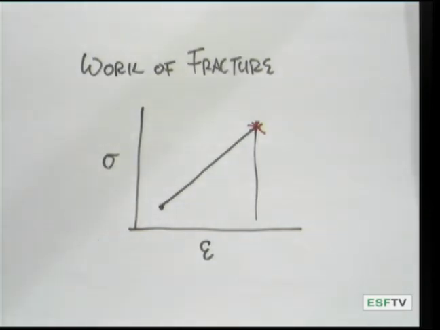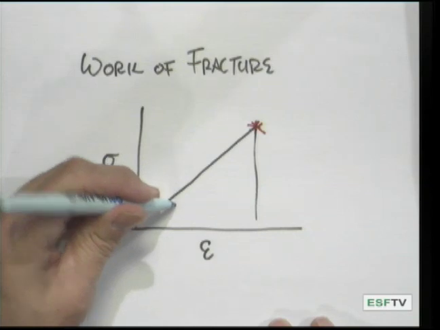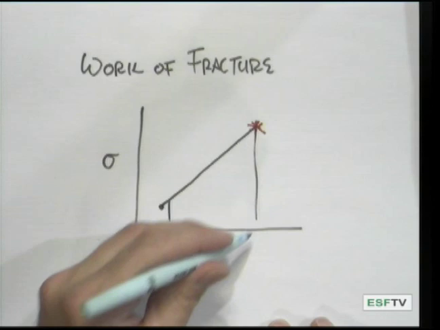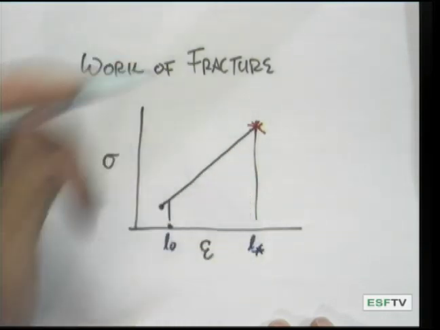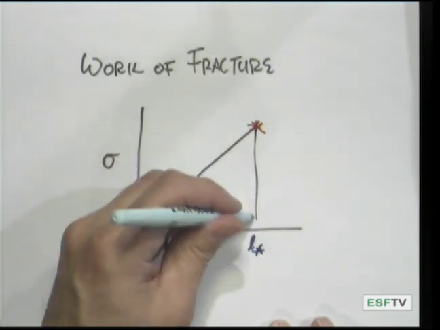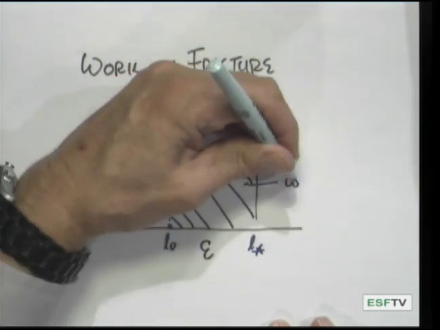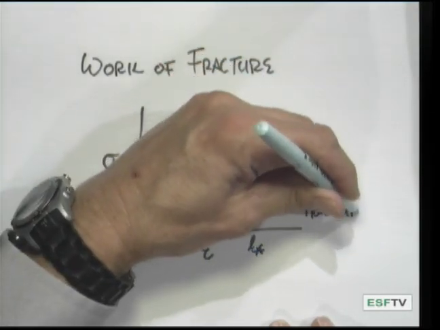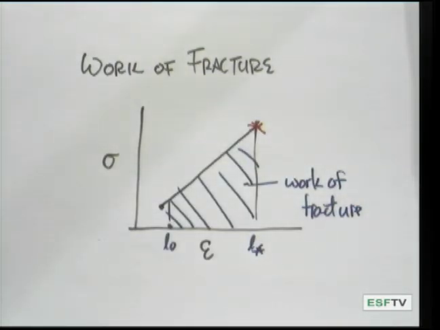All right, now just as you can use the area under the stress-strain curve to estimate the amount of energy that's stored in an elastic deformation, you can also use it to estimate how much work you have to do on something to get it to fail. So if you start with an unstrained length over here and you move up to the strain at which it fails, then you'll end up with an area under this curve right here, and the area under the curve is the so-called work of fracture. Now, the work of fracture is kind of an interesting thing to know.